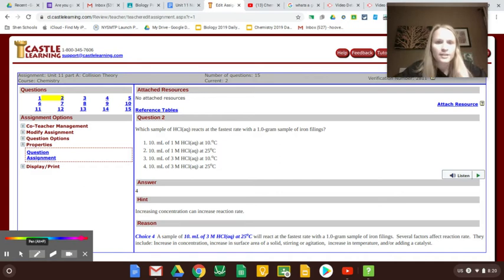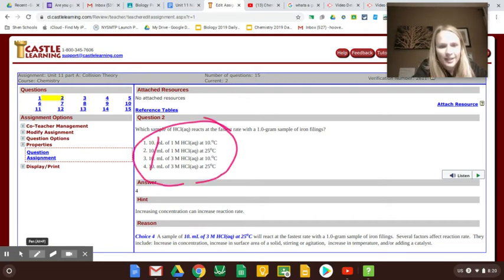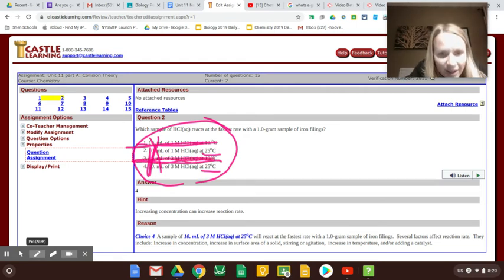Next question says, which sample of hydrochloric acid reacts the fastest? If I look at the choices, they're all 10 mils. I do see 2 different temperatures. So I did say that hotter is faster, and that makes sense, right? You picture boiling water as being fast. So I'm getting rid of the lower temperatures. I want the hotter temperature. So now all that's left is either a 1 molar or a 3 molar. That's the only difference left.